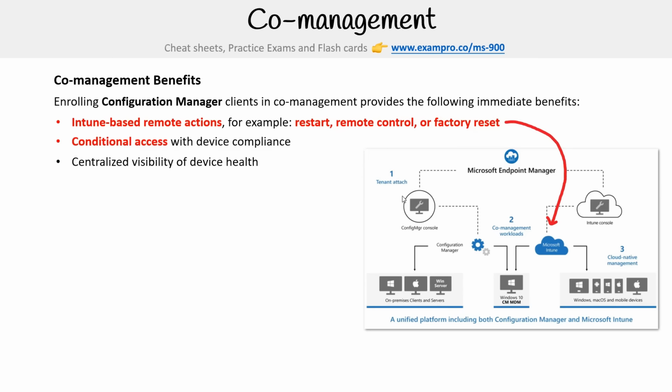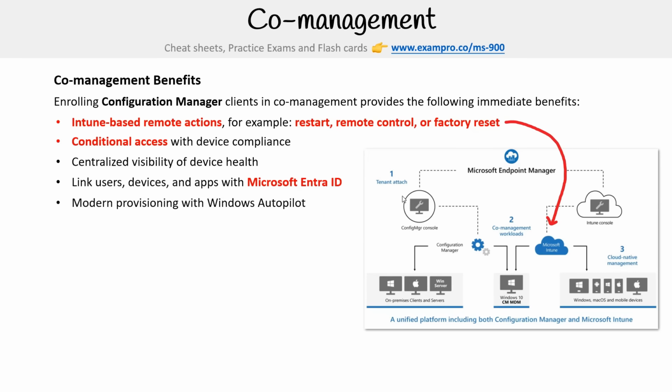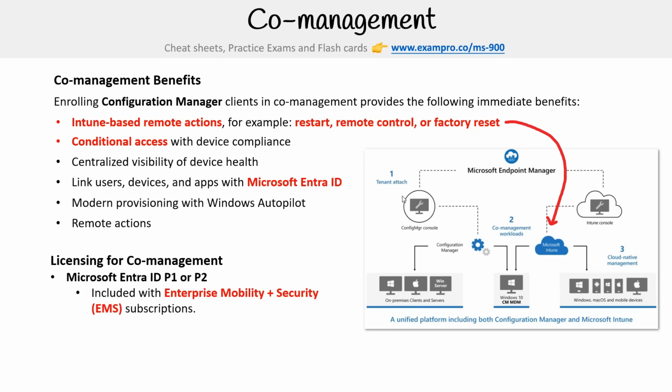Centralized visibility of device health. Link users, devices, and apps with Microsoft Entra ID. Modern provisioning with Windows Autopilot. And remote actions. Taking a look at the licensing requirements for co-management, you'll need Microsoft Entra ID P1 or P2, which is included with Enterprise Mobility + Security subscriptions.